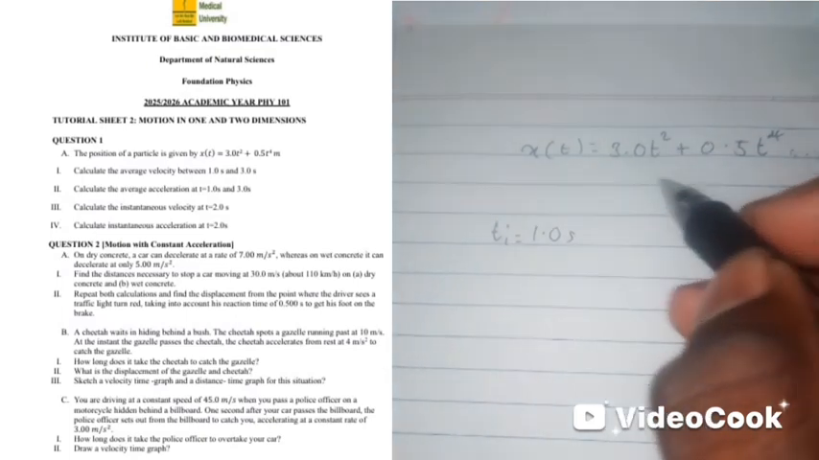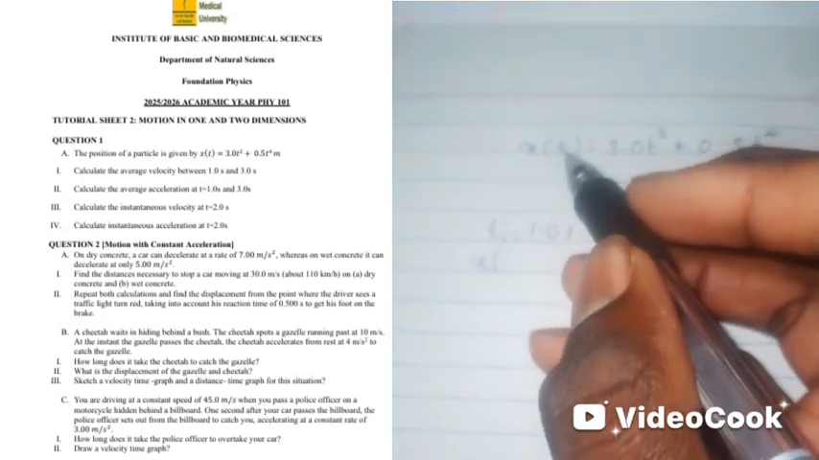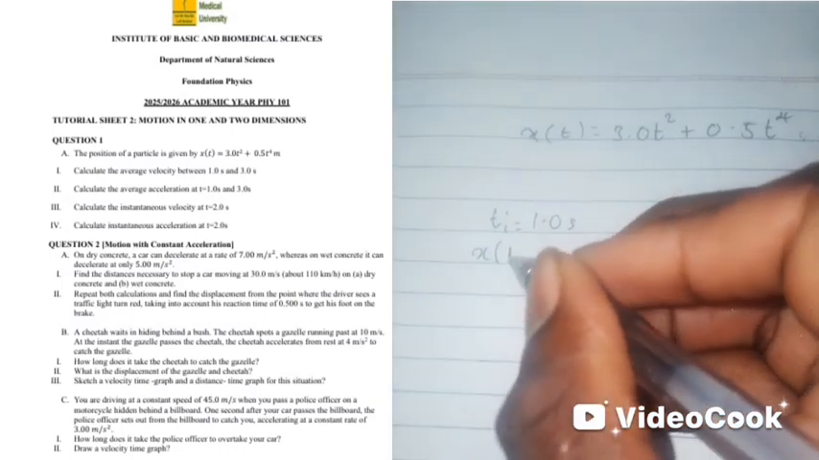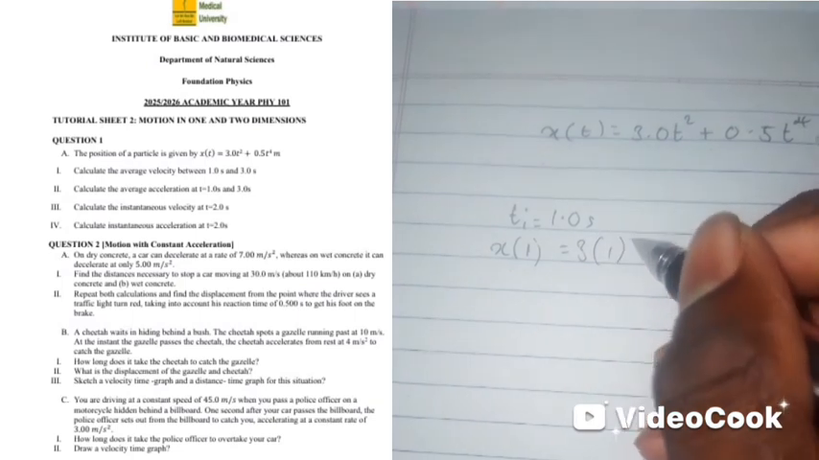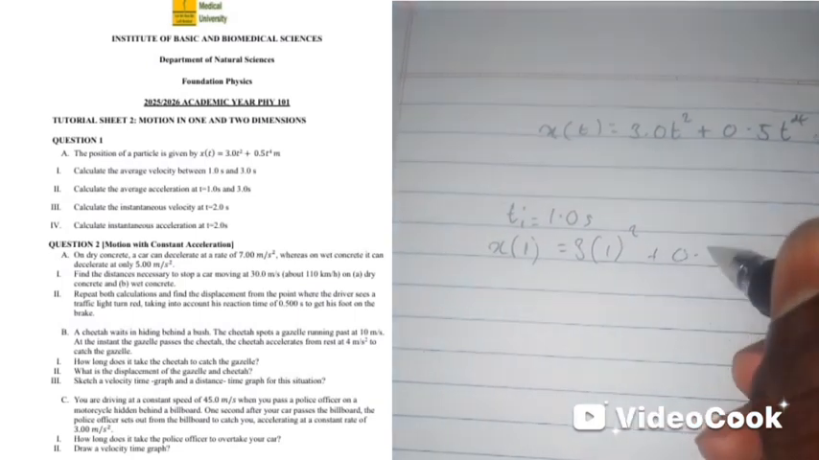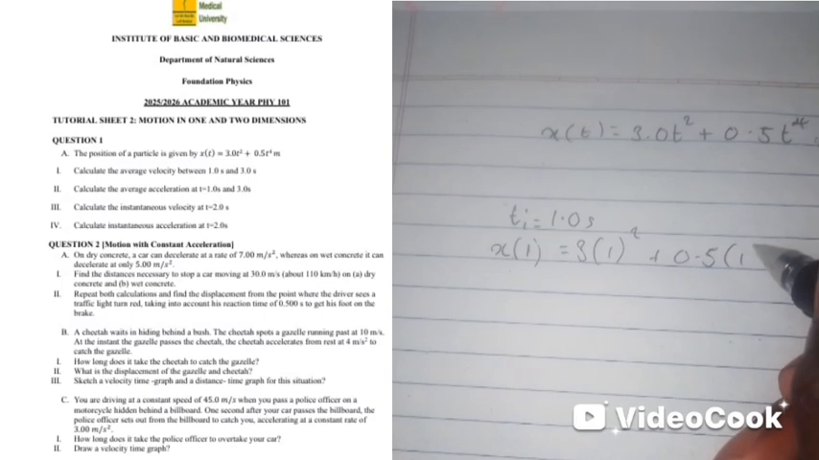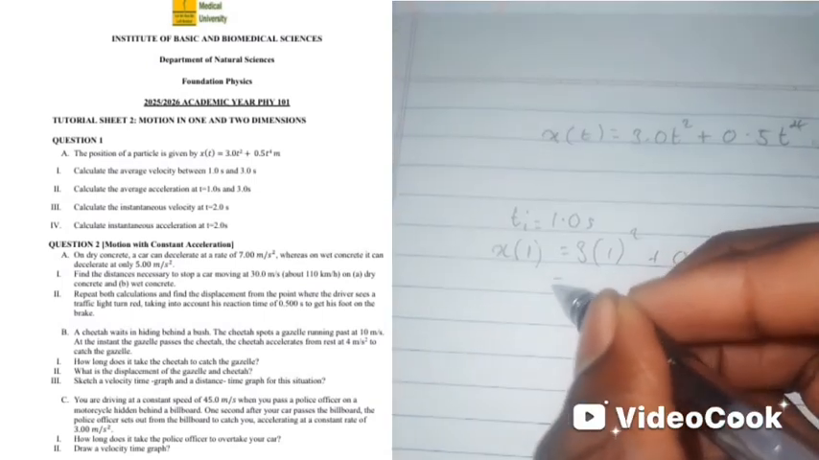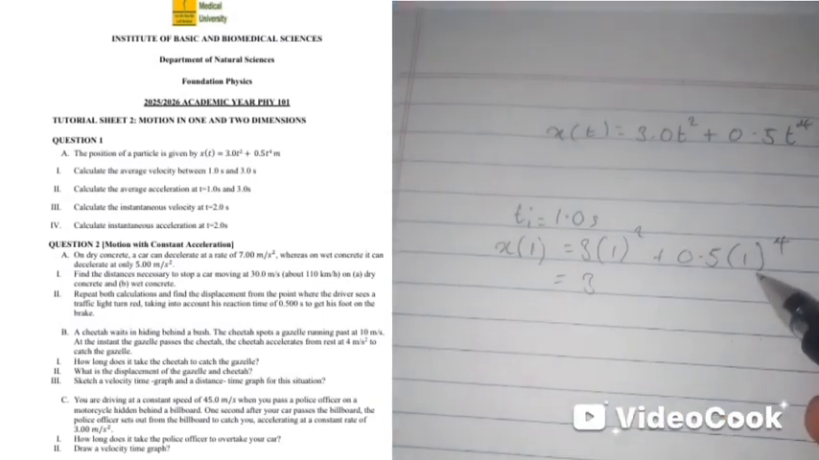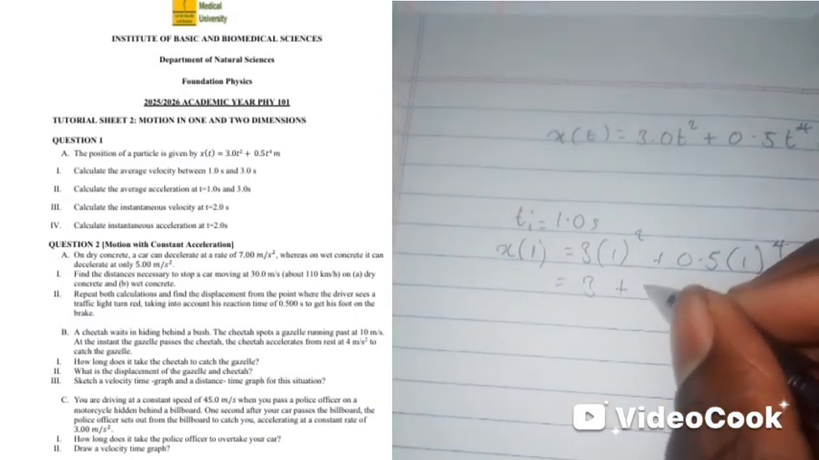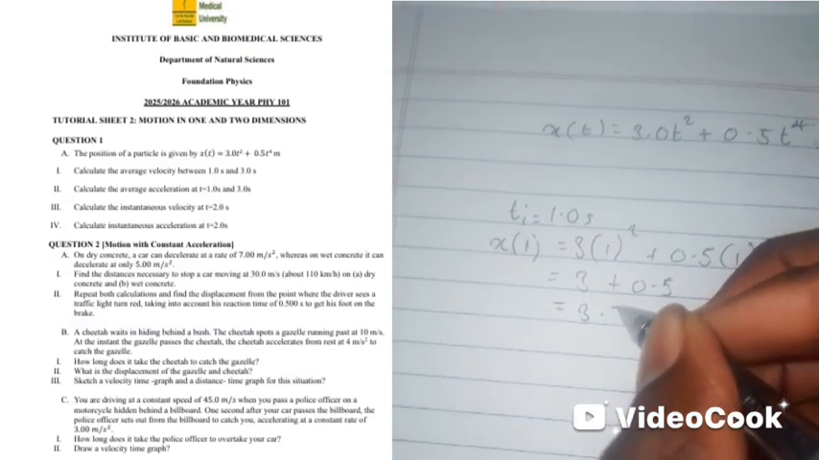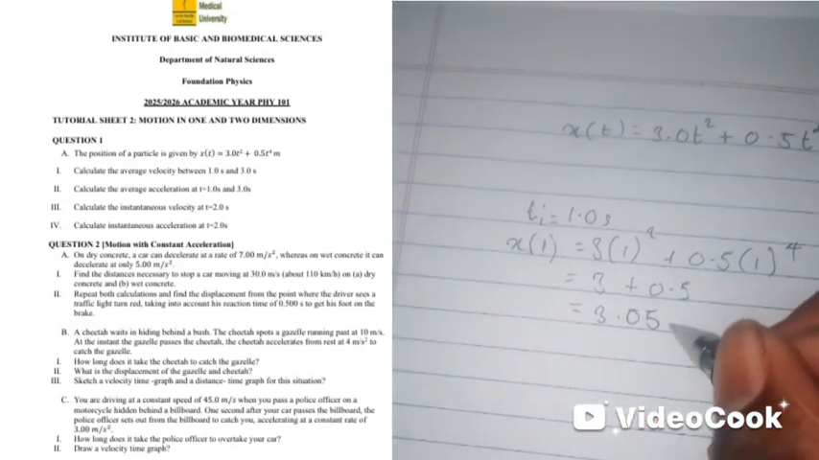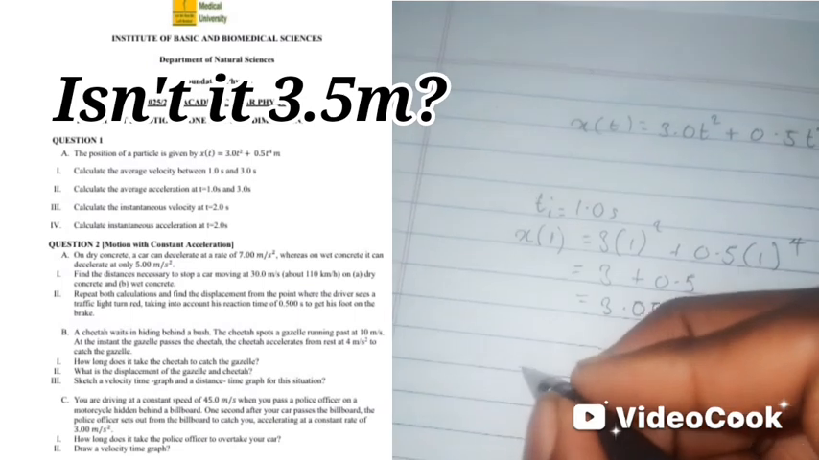So we're going to get this formula, and then we're going to substitute the value for t as 1. So x of 1 is now equal to 3 times 1 squared, plus 0.5 times 1 raised to the power of 4. So this is just a 3, and 1 multiplied by 0.5 is 0.5, like half of 1. And that gives us 3.5 meters as the initial displacement.